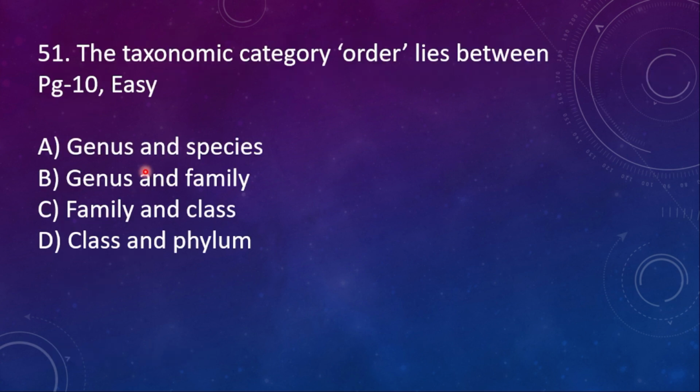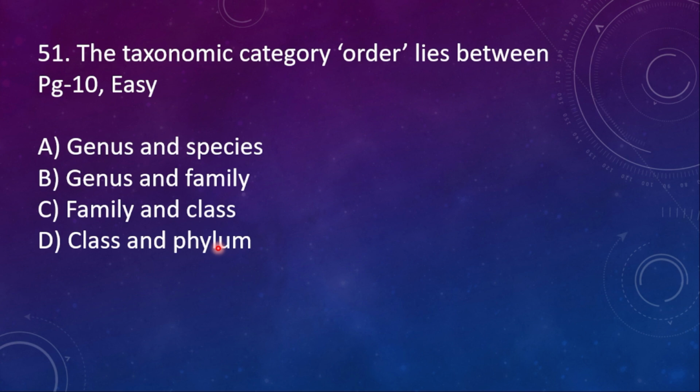51st question. The taxonomic category order lies between what? Genus and species? No. Genus and family? No. Family and class? No, it must be class and phylum... So the answer here will be C.